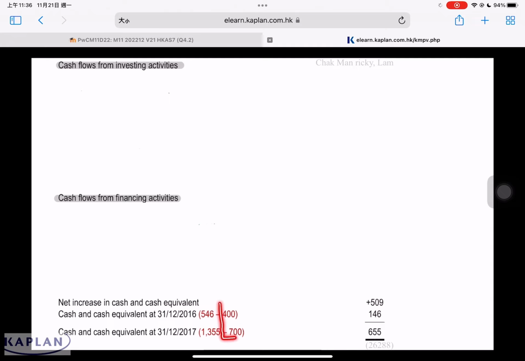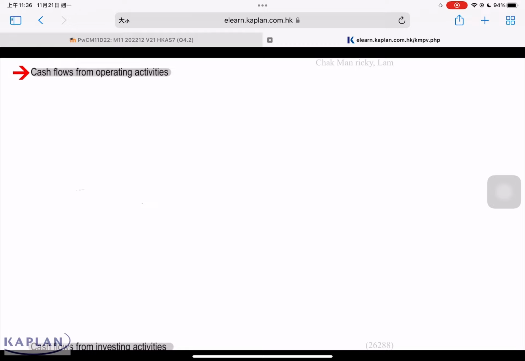Before I continue, we must consider this part. This will be part of the investing activity. There's an increase in pledge bank deposit. 700 minus 400. There's a difference of $300. This 300, we treat this as an additional investment deposit, so we treat this as a cash outflow. For operating activity, the starting point will be the profits before tax. Then after that, we have to make adjustment for non-cash and non-operating item.